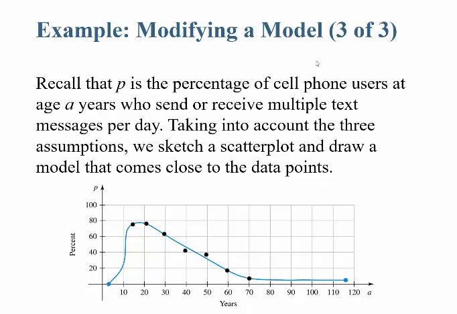Recall that P is the percentage of cell phone users at age A years who send or receive text messages multiple times per day. Taking into account the three assumptions, I'm going to add the new data point I got here, that first group, and then I'm going to add the last data point. So you don't want to just fit this with a new linear line.